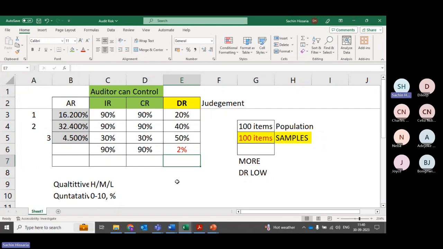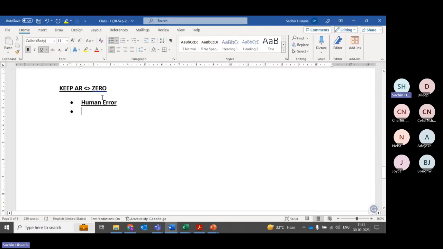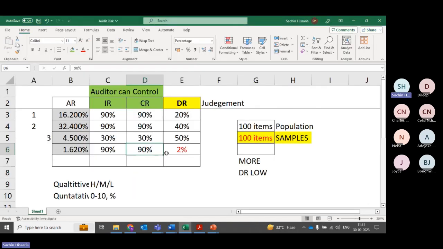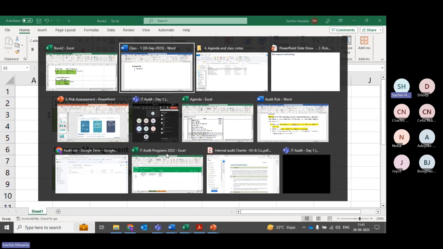You can say that it would be 2%. I am okay with that. But you cannot say that it would be 0. So risk cannot be eliminated 100%. Similarly, you cannot say that my audit risk will be 0. So this is not possible. Very good answer.